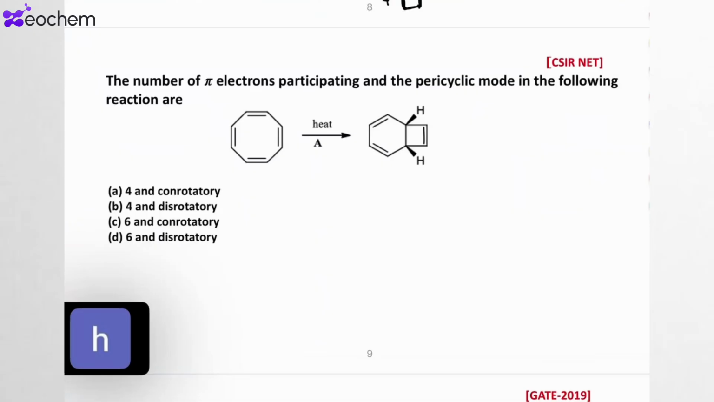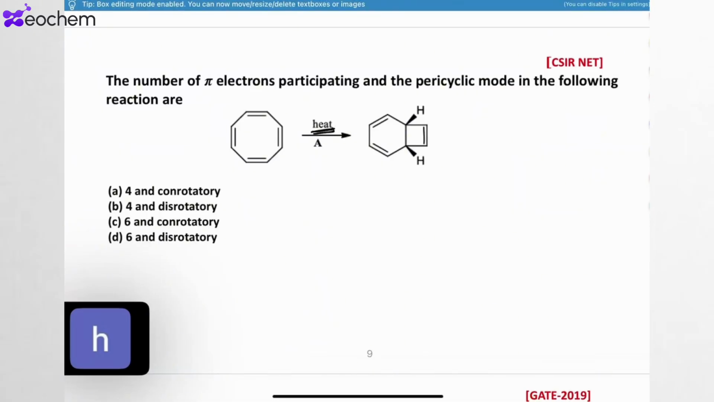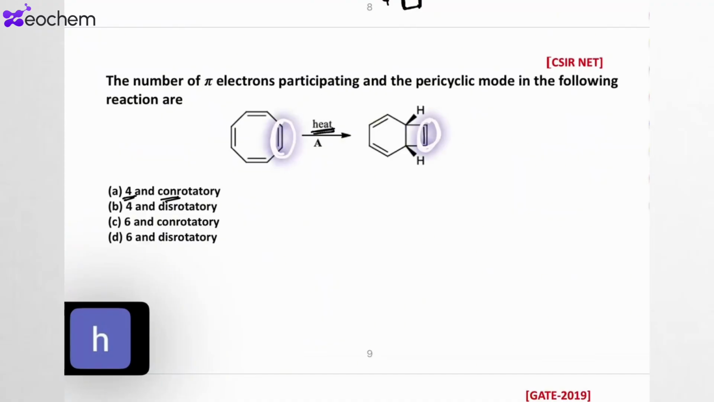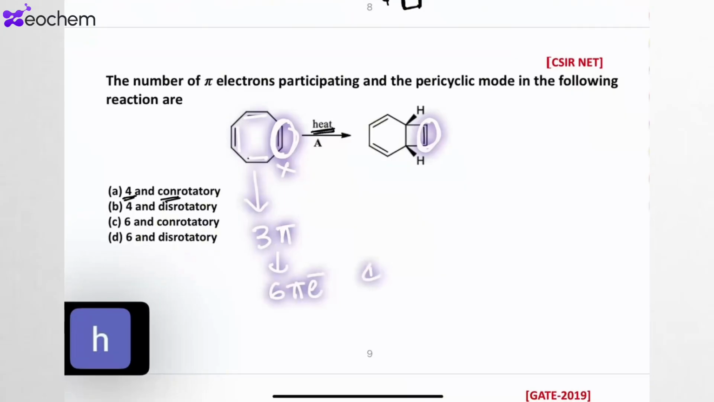Look at this molecule and heat. They are giving this reaction will happen at heat, and we need to determine how many electrons are participating in the reaction and what kind of rotation is happening here. So you look at the product. This bond is not at all participating. There is no change in this bond. So the remaining 3 bonds means 3 pi bonds, which means 6 pi electrons. That means 4n plus 2 system. 6 pi electrons. So either this or this. C or D is the product.